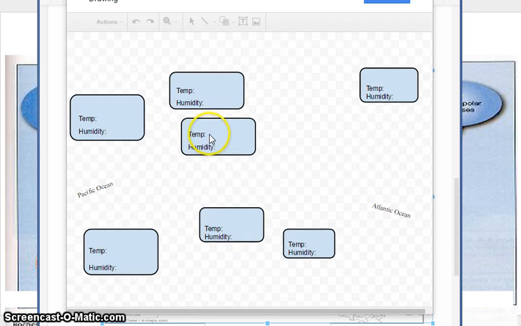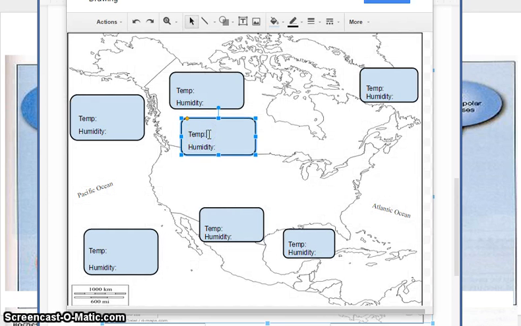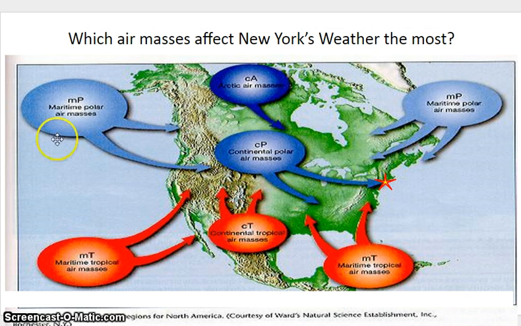air mass is continental, and, pardon me, the temperature is cold, because it's forming in the poles, and the humidity is dry because it's forming over land, and so we know that this is a CP, continental polar air mass. Try and fill in the rest of these circles. It's very helpful to use slide number 16. Go ahead and do that now.